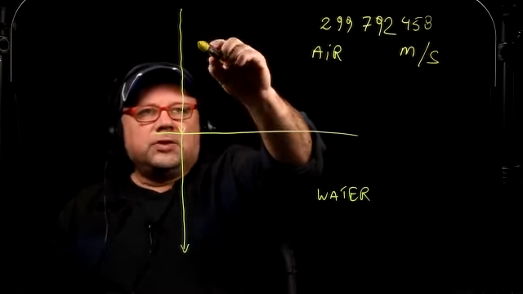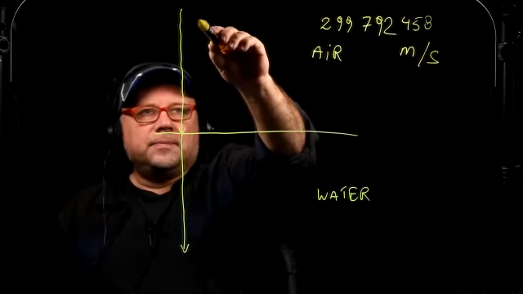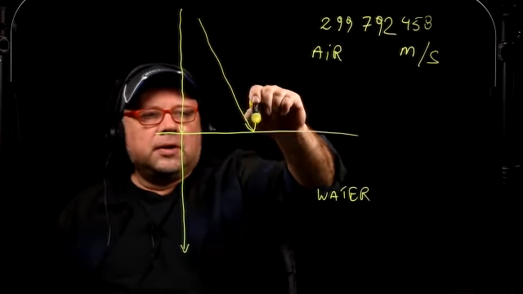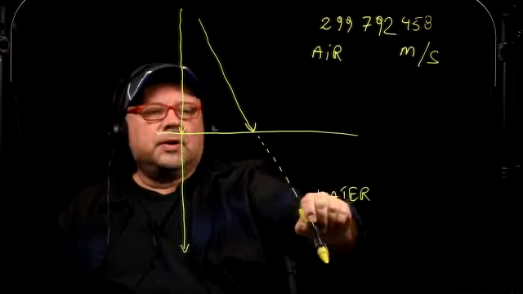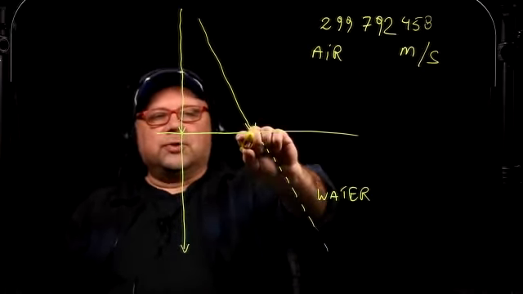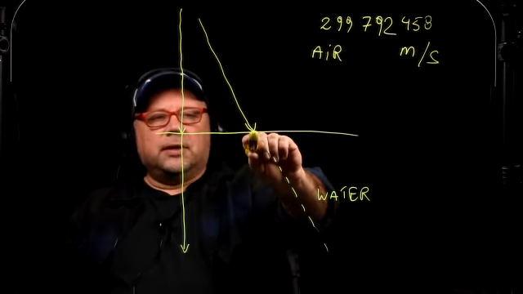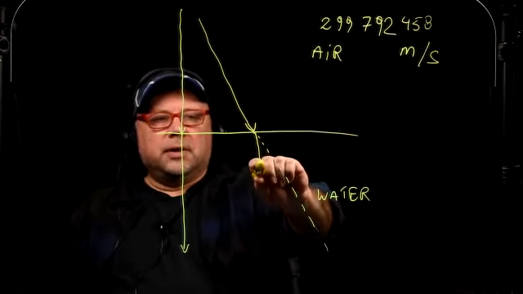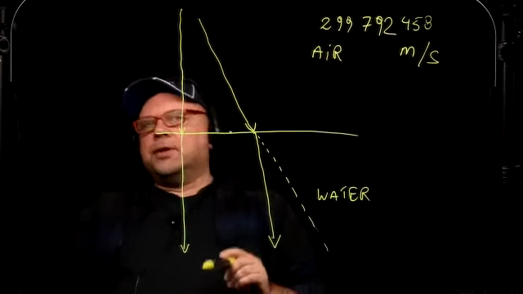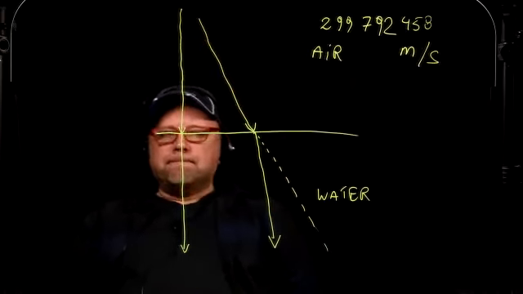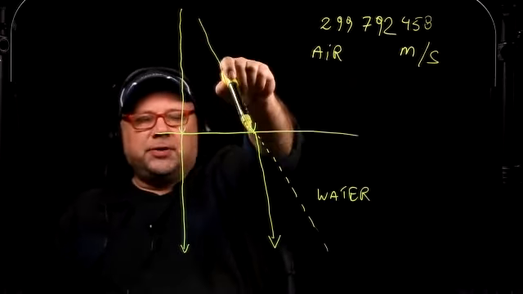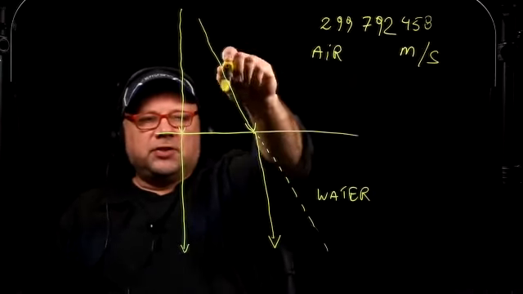Now, when we change the angle slightly, let's say that angle here, normally it would go straight, but it's not going to go straight because the water is going to slow it down, and if it slows down, then the light is going to refract, it's going to change the angle. So that's a refraction. It still penetrates the medium, but it changes the angle.